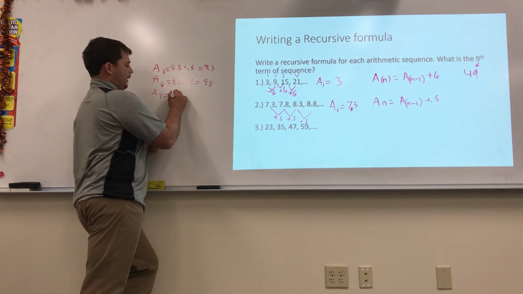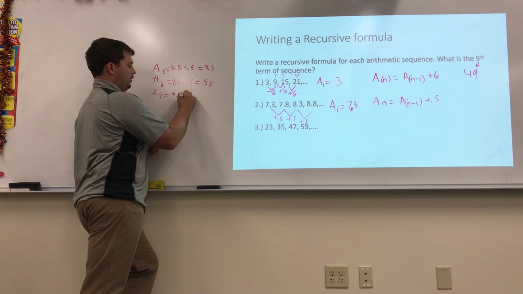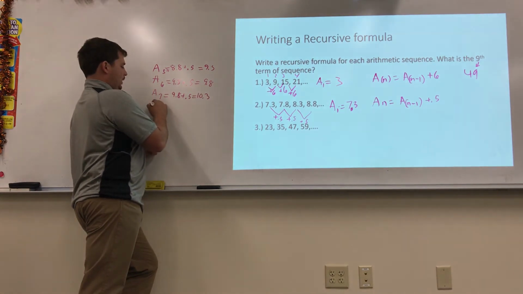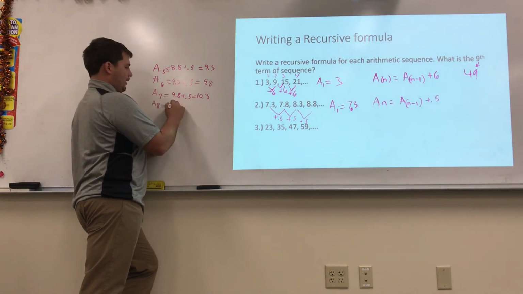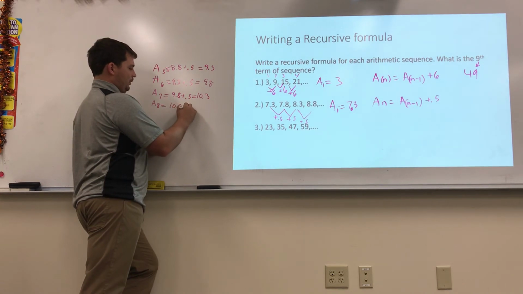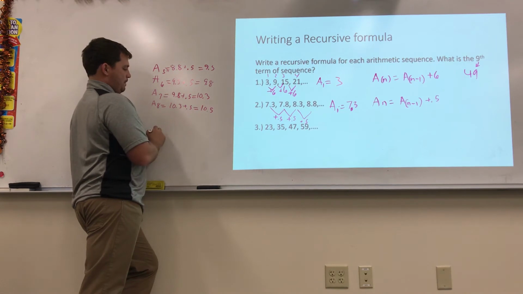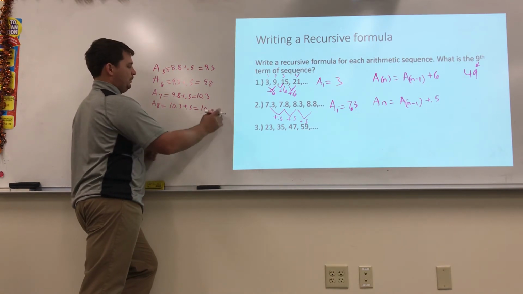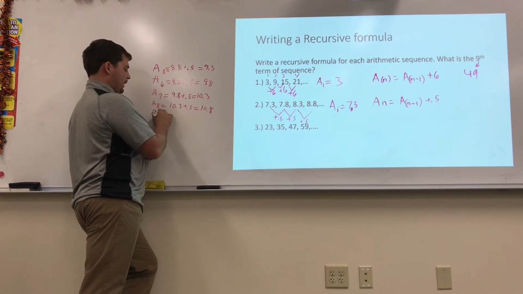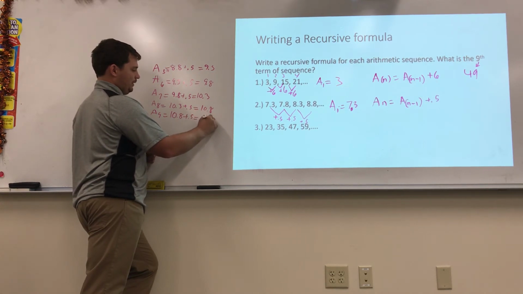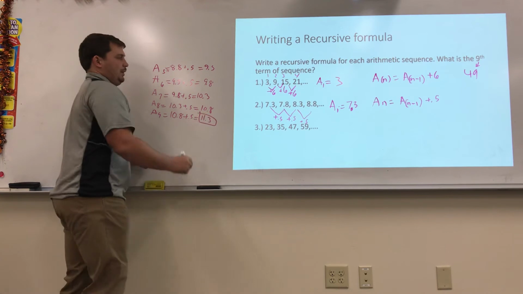So you have 9.8 plus 0.5, which equals 10.3. A of 8, which is going to be your last value, plus 0.5 is going to give me 10.8. Alright, a of 9 equals 10.8 plus 0.5, which should get you 11.3. That is your answer for the nth.